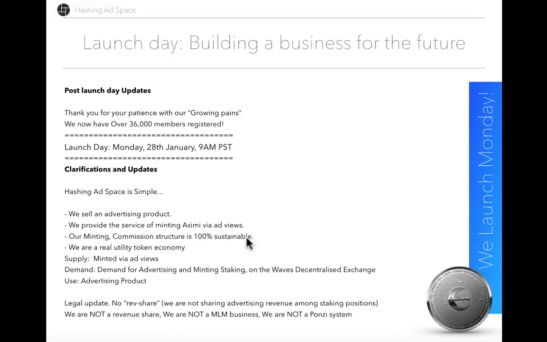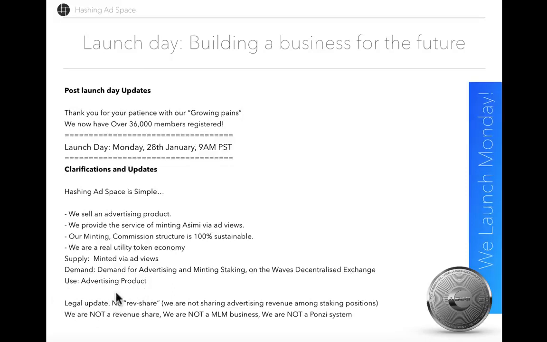This is a minting schedule, just like the Bitcoin mining schedule. That's what we've modeled it from, meaning that all of the Asimi to pay the minting rewards is already allocated, and if you mint ads, you will earn the tokens, and that schedule runs for decades. So like I said, I know we have covered this, but the reason I want to cover it again is that we have a legal update here.